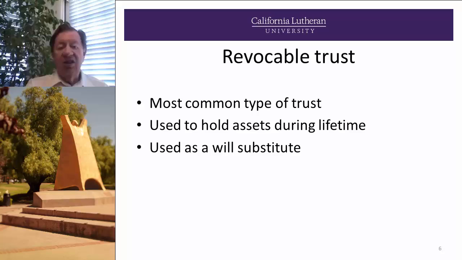A revocable trust is the most common type of trust by far in this country. It's used to hold assets during lifetime, and it's very effective as a will substitute. And I would say that the family trust is a good example of that. The individual trust, like the Li Shu Trust of 2003.